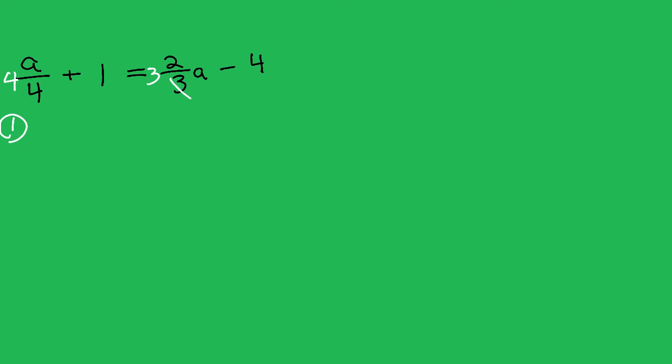So what we can do to take care of the fractions while still multiplying by the same number is to use a common denominator, and it'd be best if we use the least common denominator. The least common denominator of 4 and 3 is 12. So what we're going to do here is just multiply both sides by 12. It's going to take care of these fractions. So we'll just put a big parentheses here and multiply by 12 on both sides.